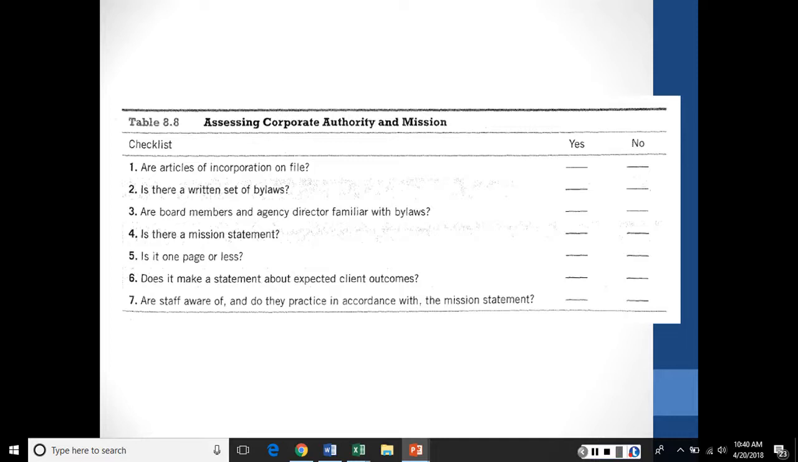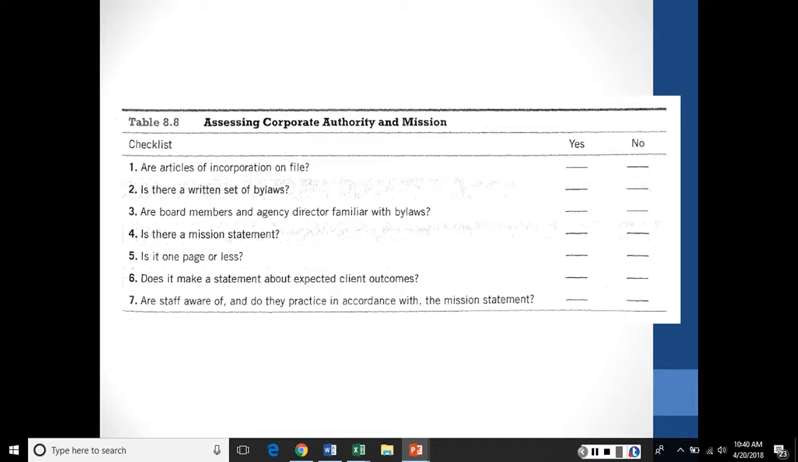Do they have articles of incorporation? Articles of incorporation would be for a private nonprofit. They have to incorporate with the government to say we are an established organization. So they need to have articles of incorporation. Do they have bylaws? These are procedures in place for maybe bringing on a new board member or getting rid of an executive director, things that they need to be agreeing upon. Are the board members familiar with the bylaws?